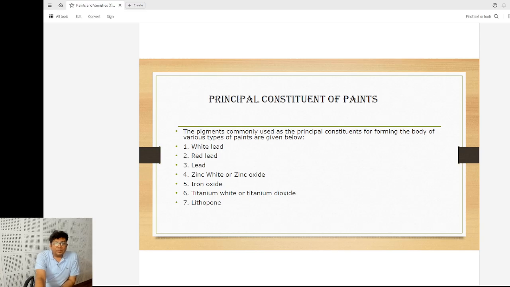Then what are the principal constituents of the paint? The main constituents are white lead, red lead, zinc white or zinc oxide, iron oxide, titanium white or titanium dioxide, and lithopone. These are the different constituents of any generalized paint, to give the desired properties to the paint surface.